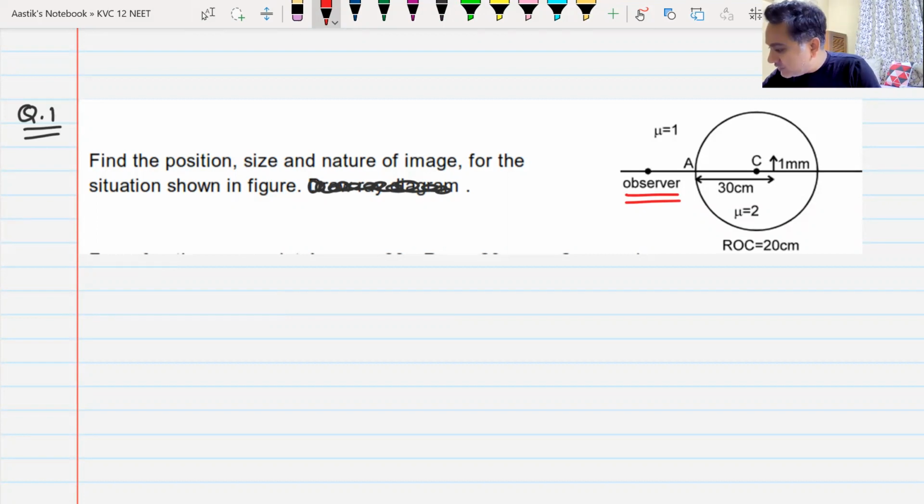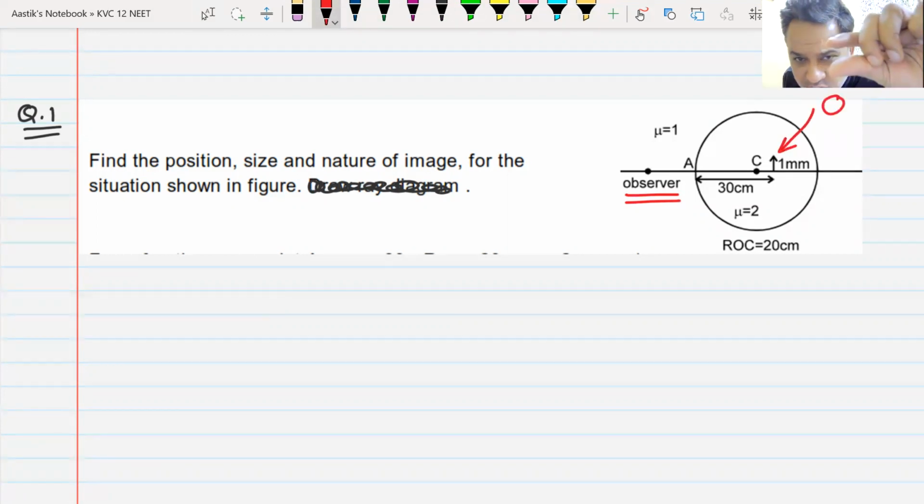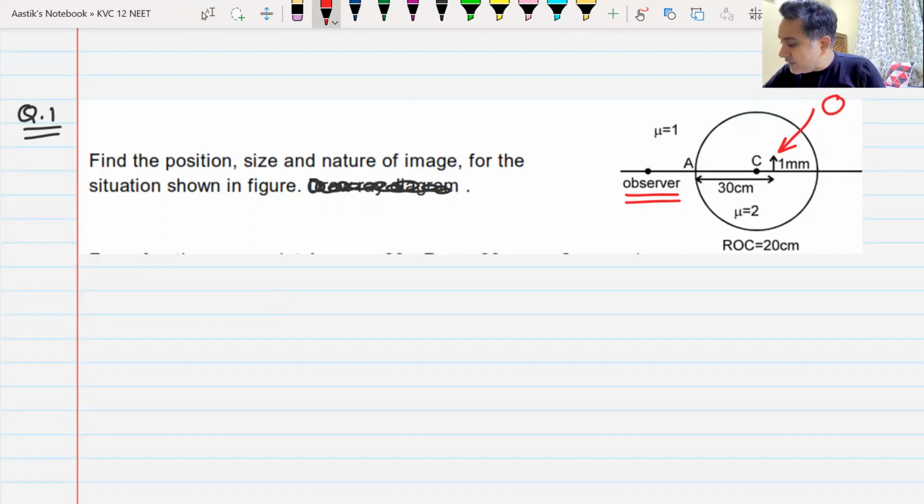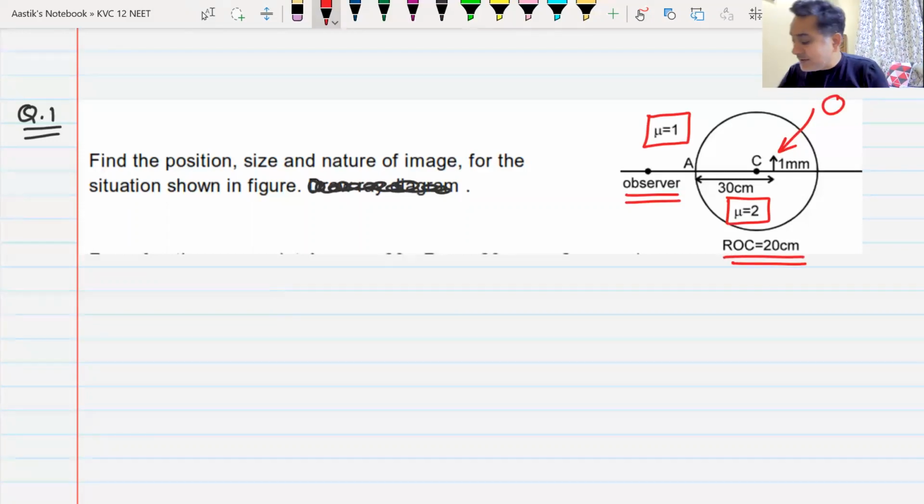The object, do you see the object here? This is the object O, which has a small height of 1 mm. The refractive index is given as mu2. The other refractive index is given as mu1, which is equal to 1, and the radius of curvature, ROC, is given as 20 centimeters.